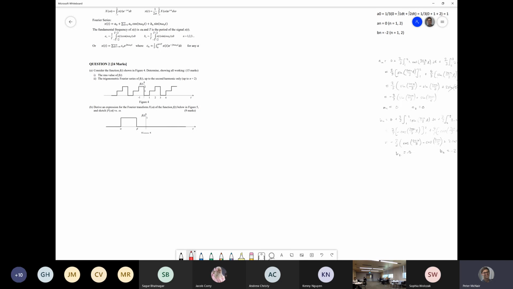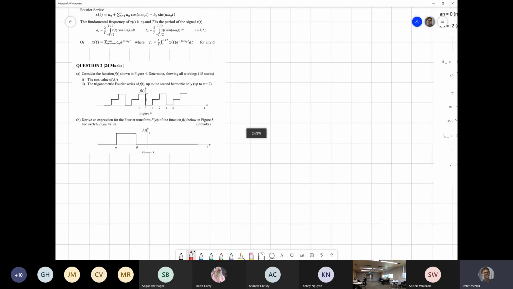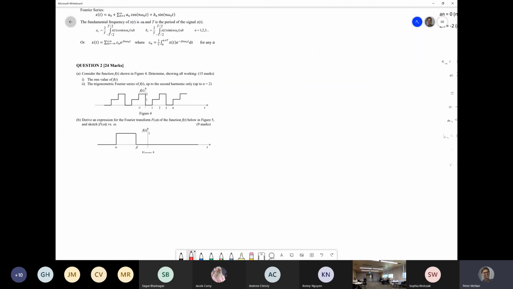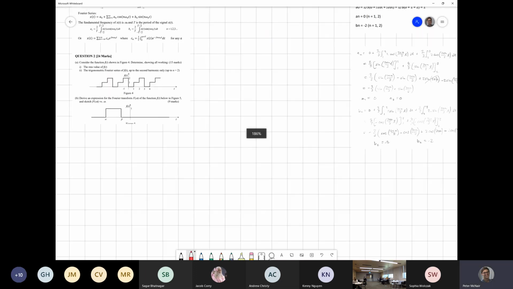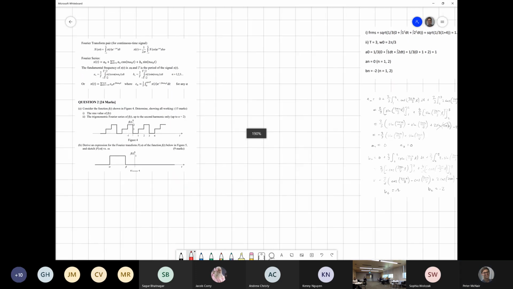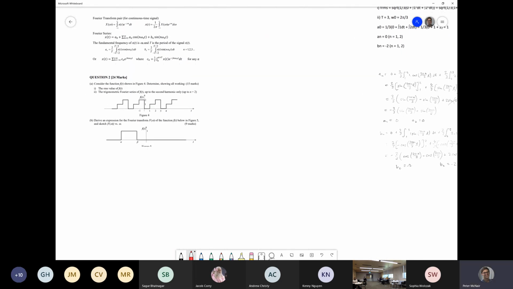So let's just have a look at this part A. This is from, oh, I forget what year. What did I write? 2017, semester 1. So it says, consider this function f of t, and we want to determine the RMS value. So the RMS value, what are we looking at? What does RMS stand for? Any ideas?